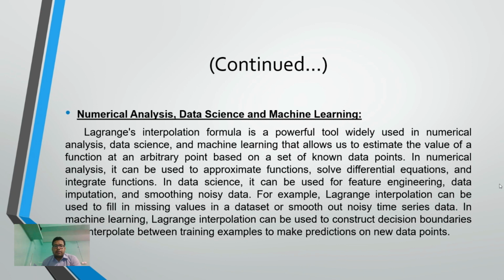In data science, it can be used for feature engineering, data imputation, and smoothing noisy data. For example, Lagrange's interpolation can be used to fill in missing values in a dataset or smooth out noisy time series data. In machine learning, Lagrange's interpolation can be used to construct decision boundaries and interpolate between training examples to make predictions on new data points.